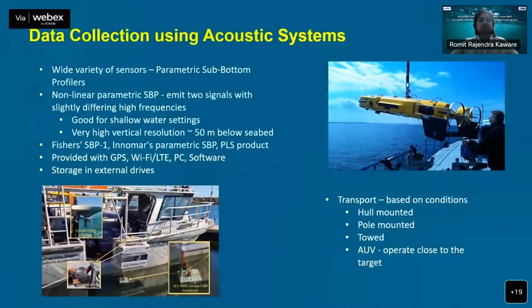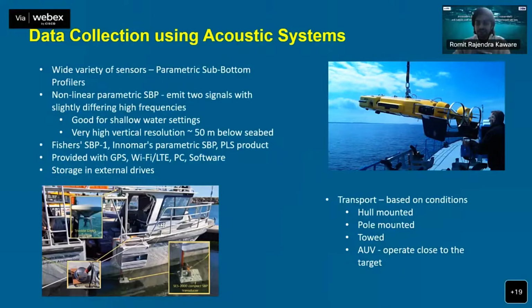So the to see part consists of data collection using the various acoustic systems. There is a variety of sensors used, the MBES and SBES, but the parametric sub-bottom profiler is of interest in this case, because the non-linear parametric sub-bottom profiler emits different kinds of frequency, a low frequency and a high frequency. This leads to good high resolution over the seabed surface, and is good for shallow water settings.